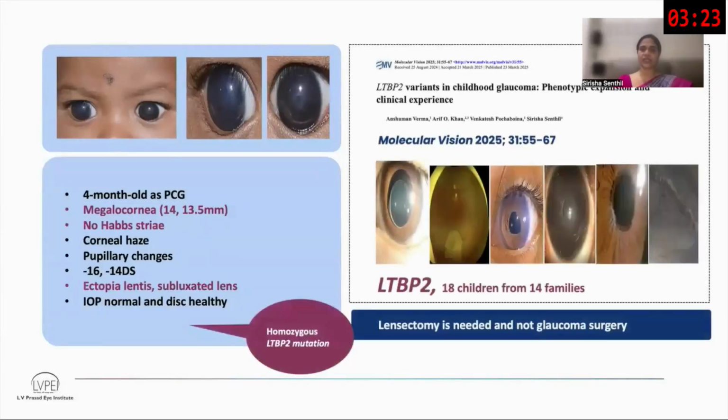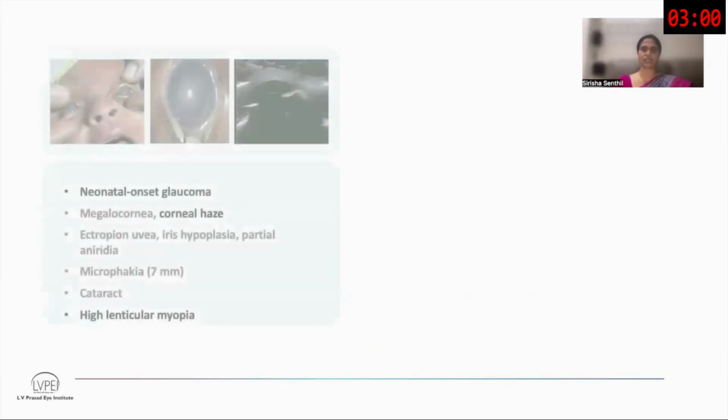What this child actually had was an LTBP2 mutation causing ectopia lentis, and that was responsible for the secondary glaucoma that the child had. Possibly an intermittent pupillary block kind of a picture, and also a lenticulocorneal touch that was actually causing the corneal haze and not the glaucoma per se. So this child actually required a lensectomy and not a glaucoma surgery.